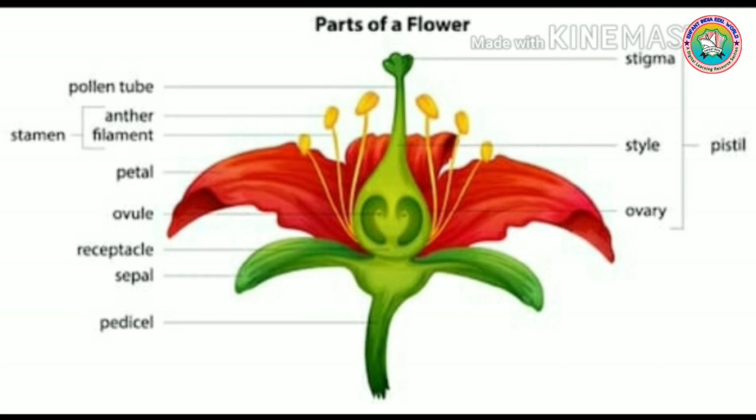Pollinating agents transfer pollen grains from anther to the stigma of the flower. This transfer of pollen grains from anther to the stigma of the flower is known as pollination. I hope you understand very well about the parts of a flower and about pollination.